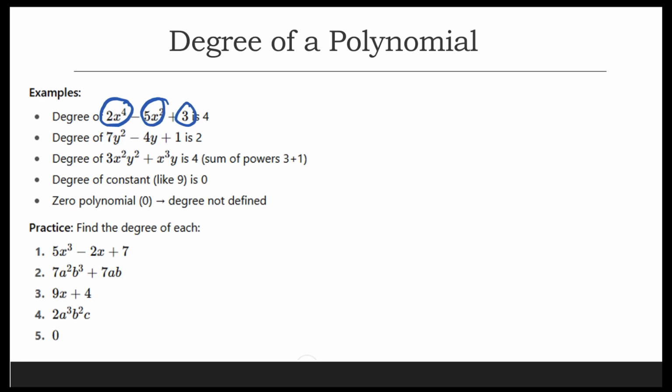So if we look at this one, 2x to the power 4 minus 5x square plus 3, right? Here the highest power of x for this term is 4. For this one, the highest power of the variable is 2. For this one, there is no variable, so the highest power of the variable is 0. Now out of these three, 4 is the highest, so the degree of this polynomial will be 4, right?